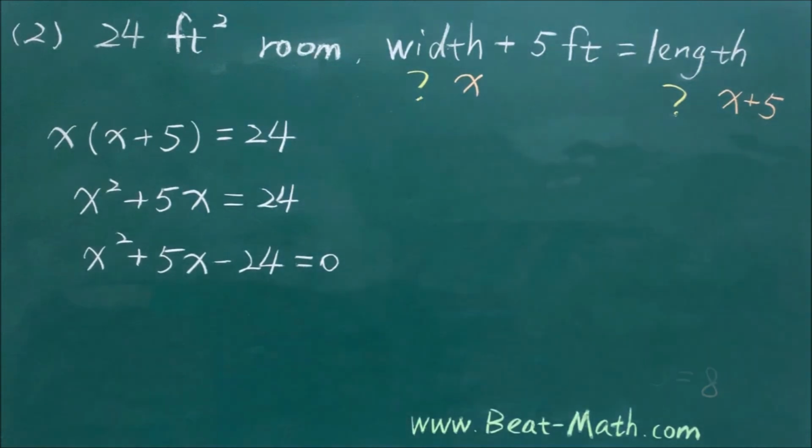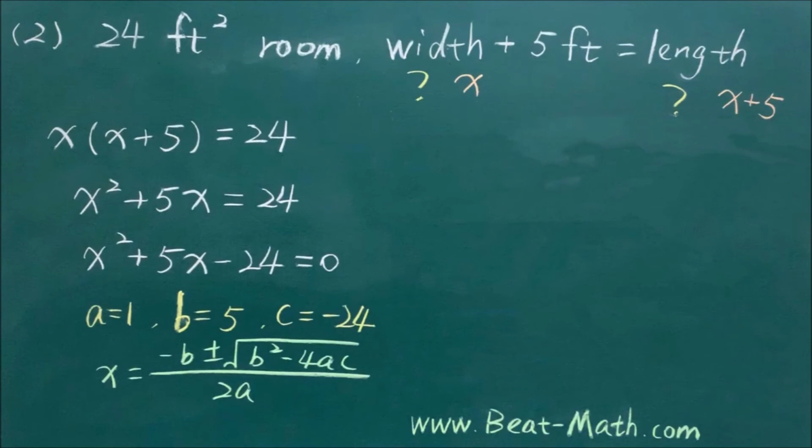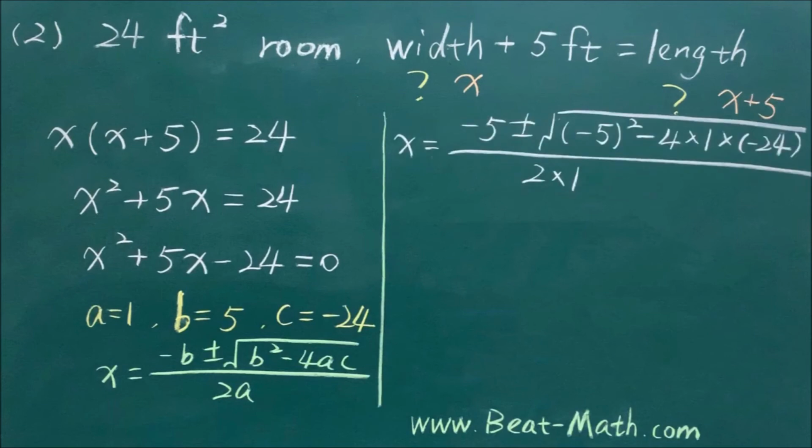After we make the equation x squared plus 5x minus 24 equals 0, we can see a equals 1, b equals 5, and c equals negative 24. So x equals negative 5 plus or minus the square root of 5 squared minus 4 times 1 times negative 24, divided by 2 times 1.